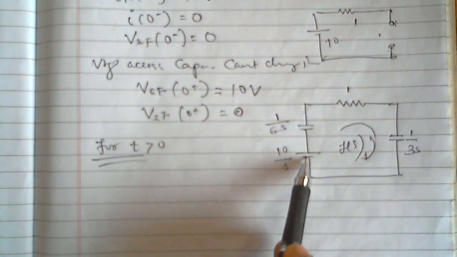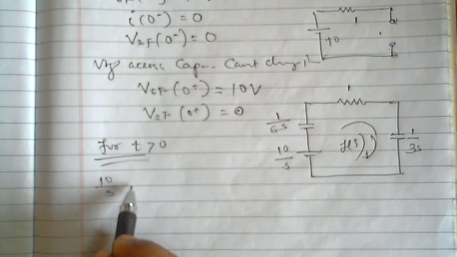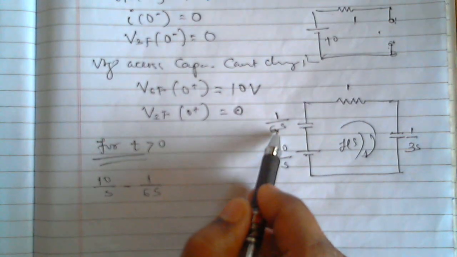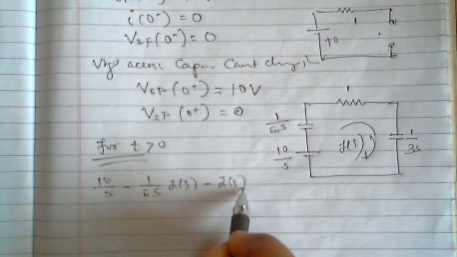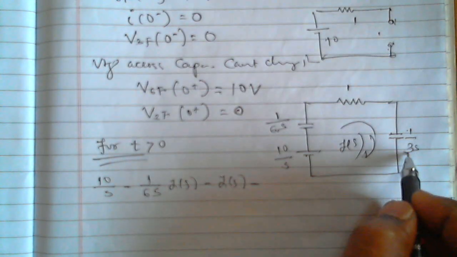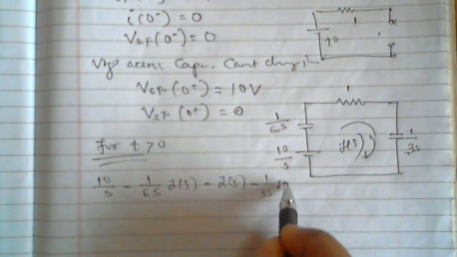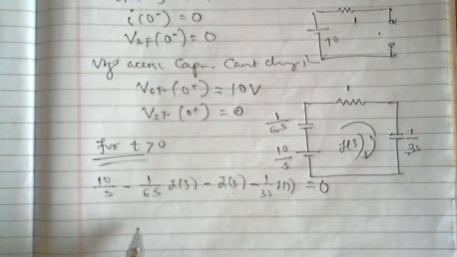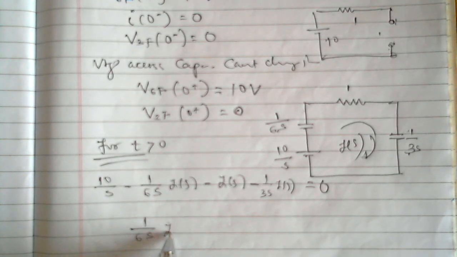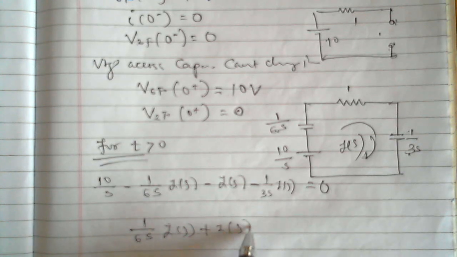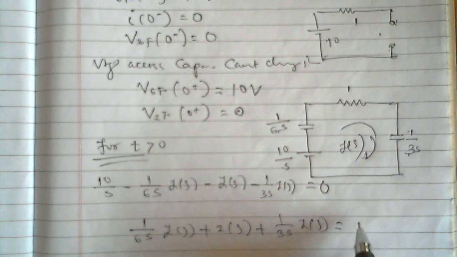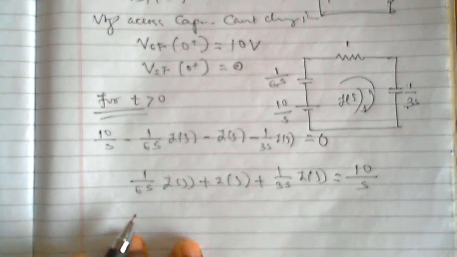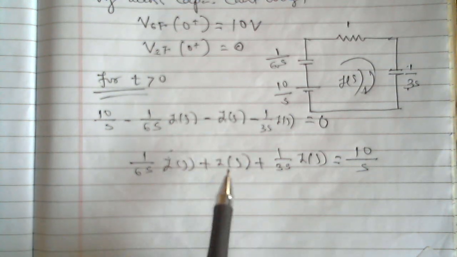Okay, so let's apply KVL. From here we'll start. It will be 10 by s minus 1 by 6s into I of s, minus 1 into I of s, so minus I of s, minus this 1 by 3s into I of s equal to 0. Right? So let's rearrange this equation. It will become 1 upon 6s I of s plus I of s plus 1 upon 3s I of s equal to 10 by s. I have taken all these terms to the other side of the equal sign, so it becomes plus.